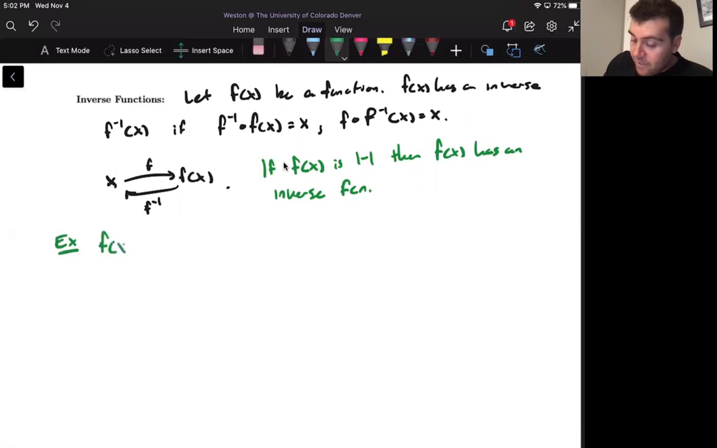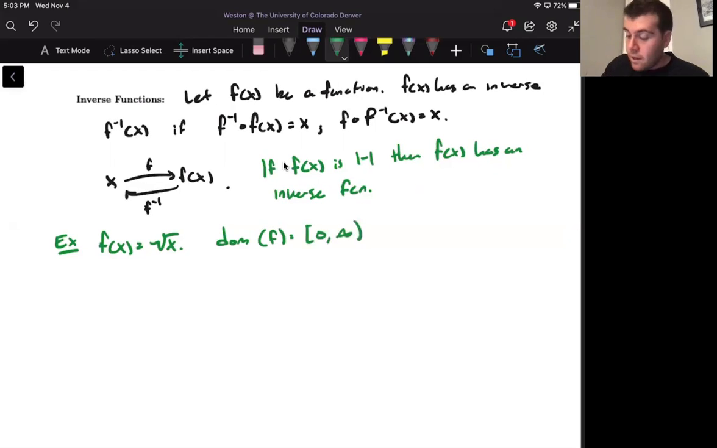Let's say we have f of x equals the square root of x. Now, we know that the domain of f is, we can't plug any negative numbers into this, so it's only positive numbers. We also know that the range of f is also all the positive numbers and 0. This will be important soon.